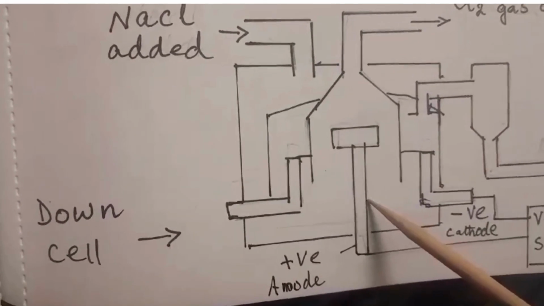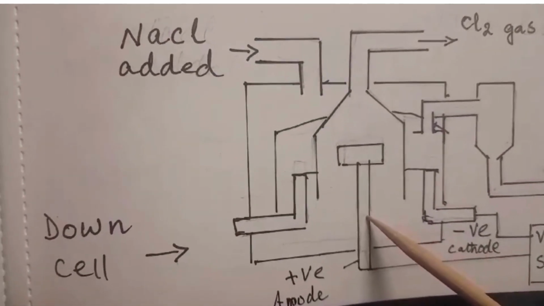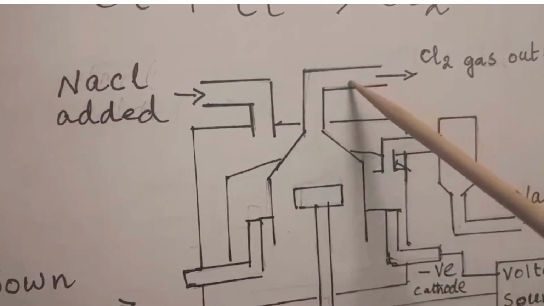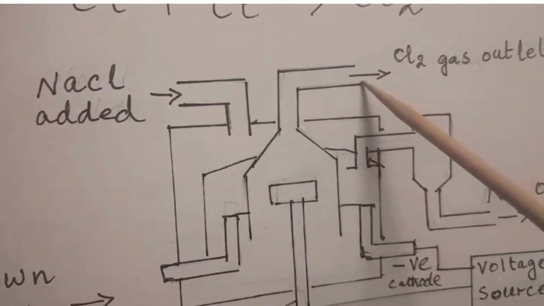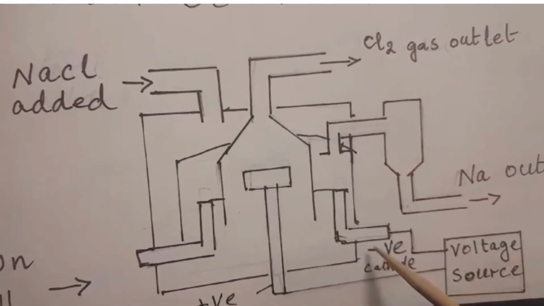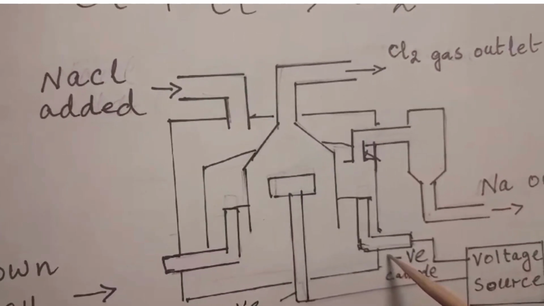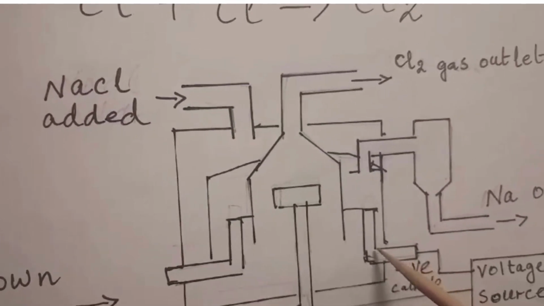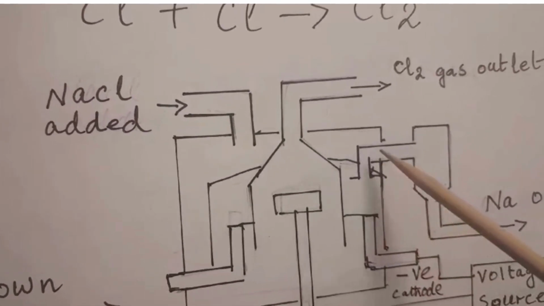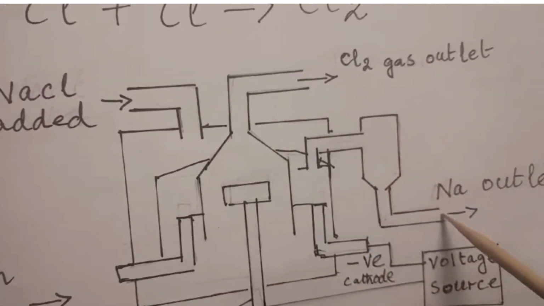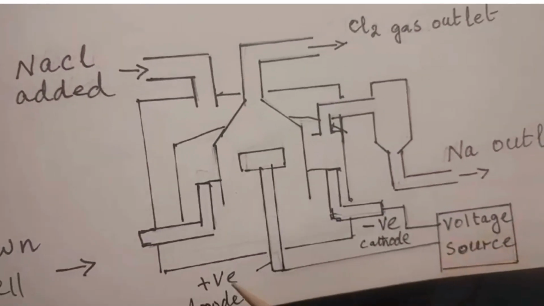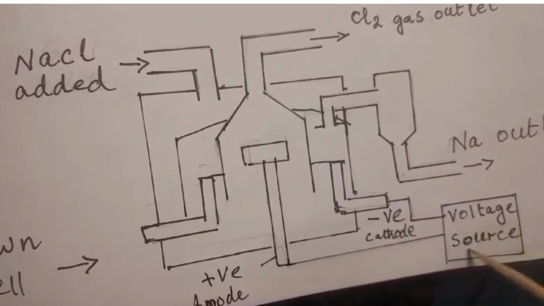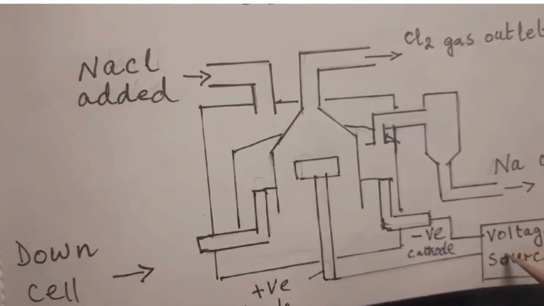At anode, the oxidation of chloride ion takes place and chlorine gas is made, and it comes out from here, from this center of the cell. And at cathode, the sodium ions are reduced by the addition of electron, and they form the neutral sodium, and the sodium metal comes out from here. The positive anode and the negative cathode are attached to the voltage source or the electricity source.